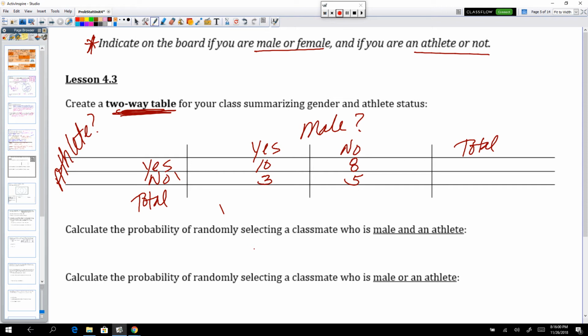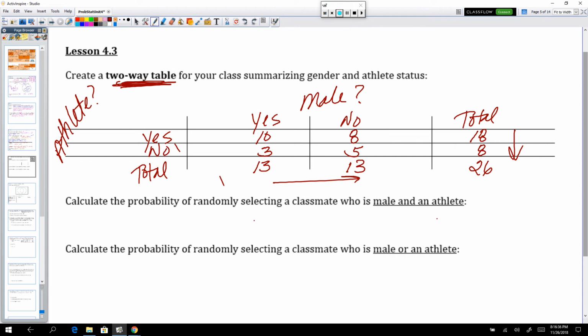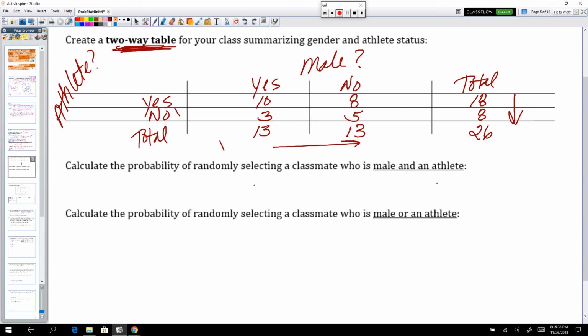We always do totals of our columns, so we have a yes column for male of 13, meaning we have 13 males in the room. We have a no column of male of 13, meaning we have 13 females in the room. We have a yes column for athletes of 18, that's 18 athletes, and 8 non-athletes in the room. If you add this way or this way, they should add to the same thing, which is of course 26. 26 total people in the room. So that's a two-way table representing our males and non-males and athletes and non-athletes, two mutually exclusive statuses.